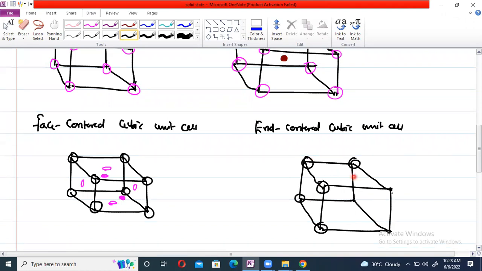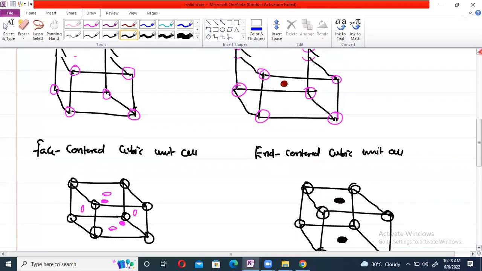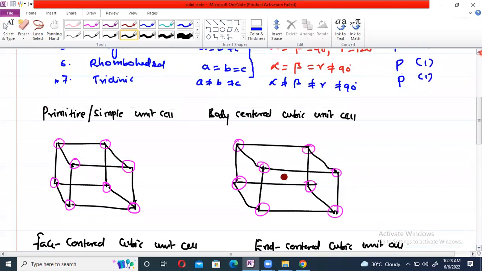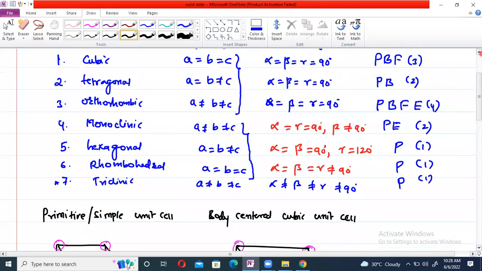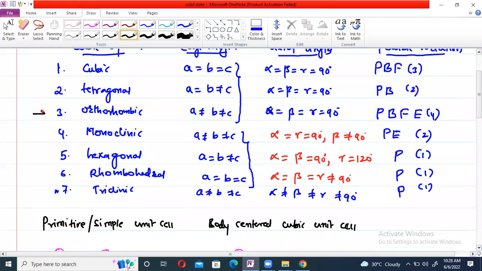atoms are present at the corner as well as the center of two opposite faces. So these are the 4 possible variations for the cubic crystal system. So remember, they wrote it in this way: the third one will have all the 4 possible variations. At the top 3, PBF, then PB, then the fourth one P, then the remaining 3 are the PPP. So we are having total 14 Bravais lattices, right?